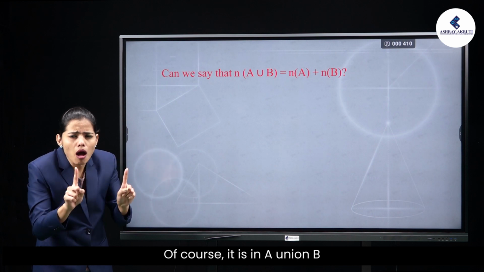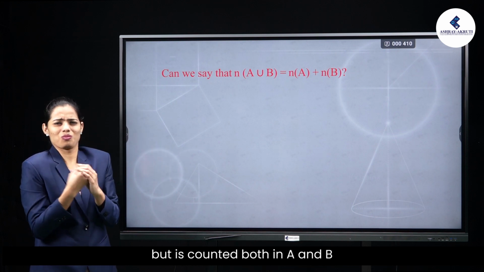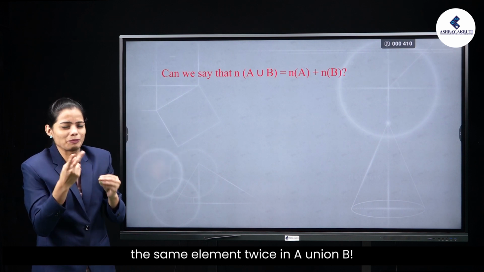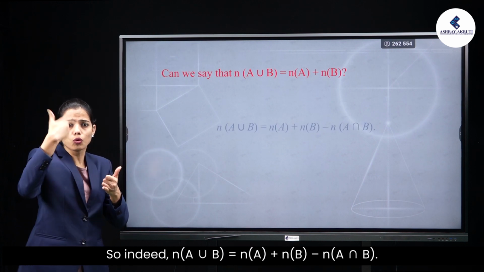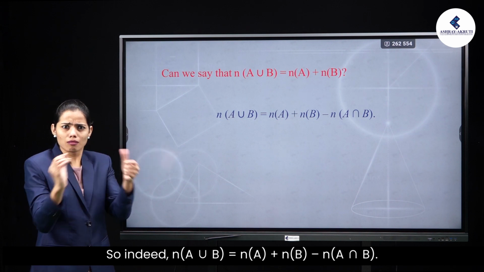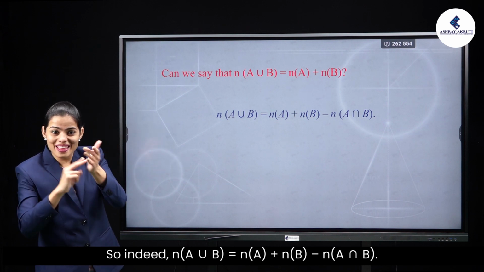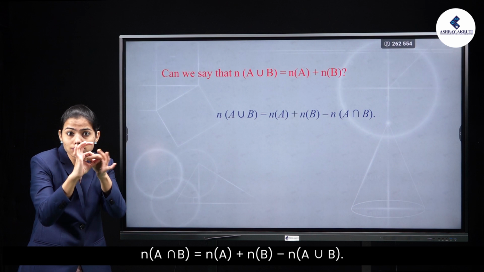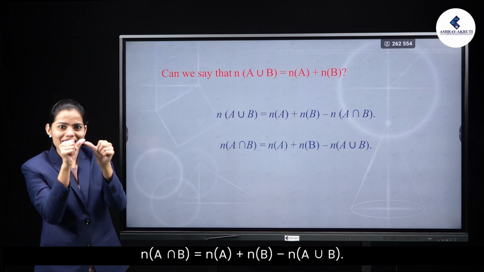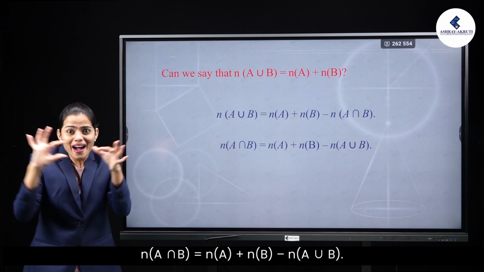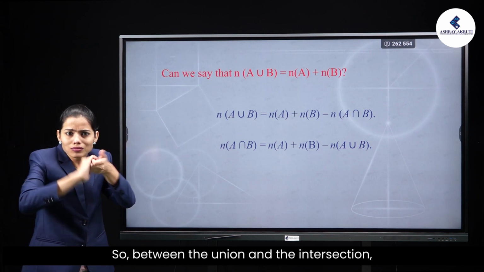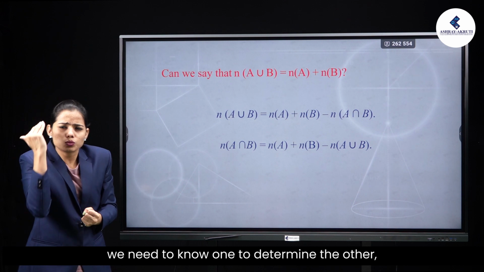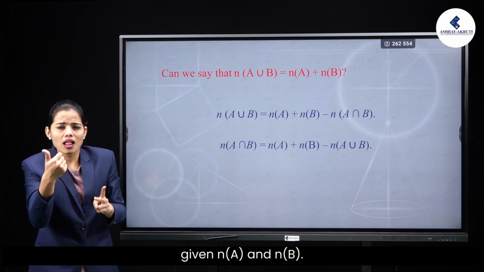Of course, it is in A union B, but it is counted both in A and B and we don't want to count the same element twice in A union B. So indeed, n(A union B) = n(A) + n(B) - n(A intersection B). But then it is easy to see that n(A intersection B) = n(A) + n(B) - n(A union B). So, between the union and the intersection, we need to know one to determine the other given n(A) and n(B).